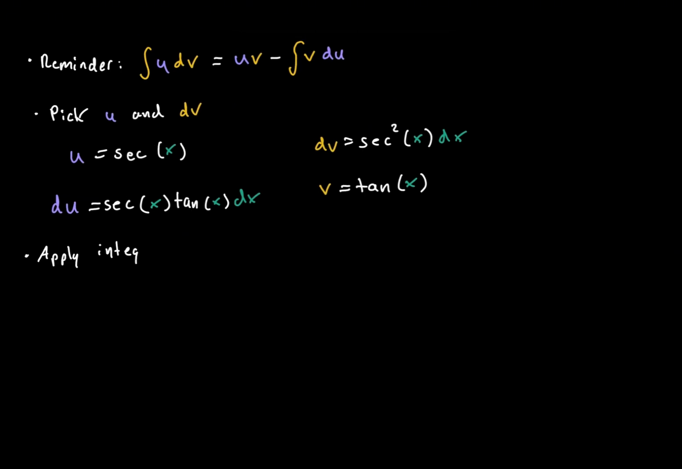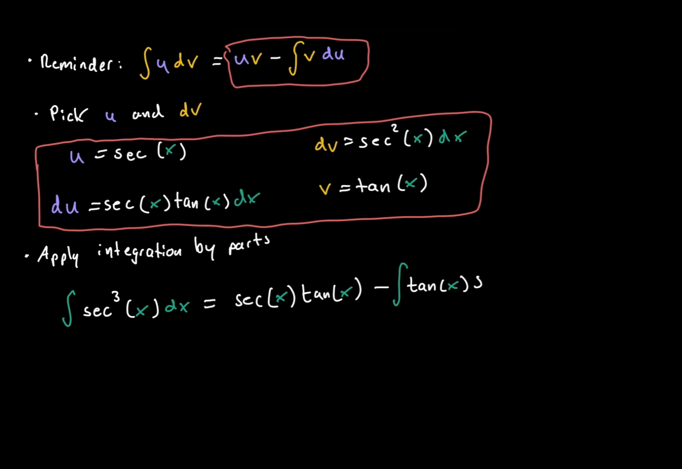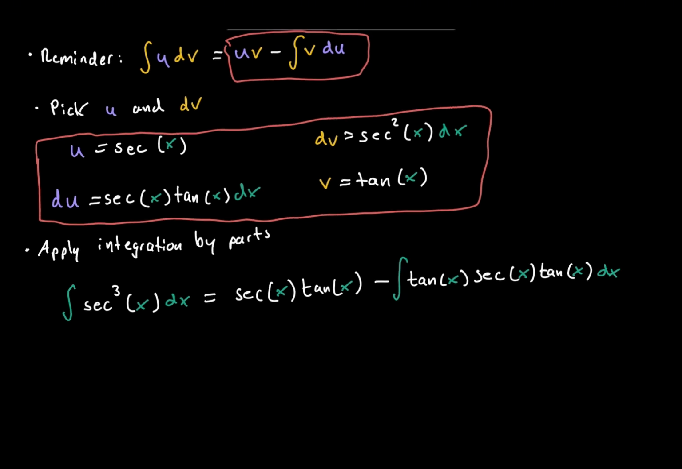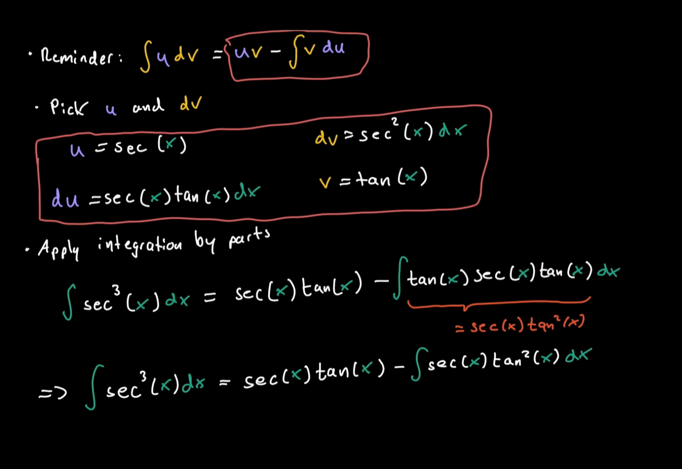Now apply integration by parts. This gives secant x times tangent x minus the integral of tangent x times secant x times tangent x. Now simplify the integrand. Tangent x times secant x times tangent x is secant x times tangent squared x. So now we have secant x tangent x minus the integral of secant x tangent squared x.